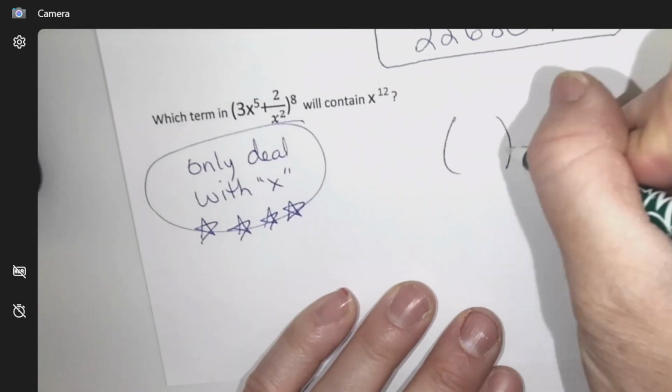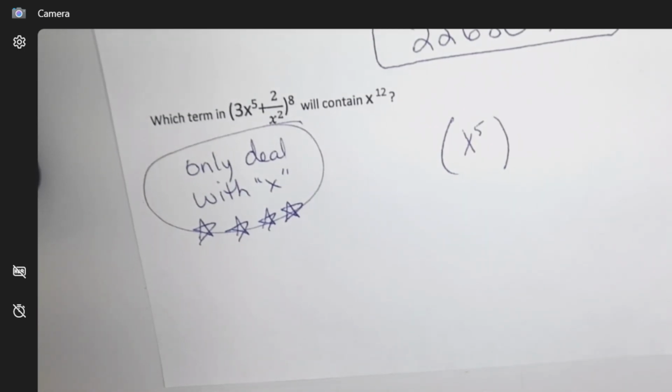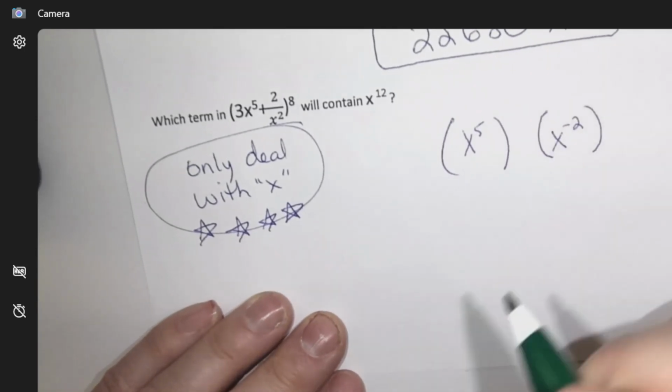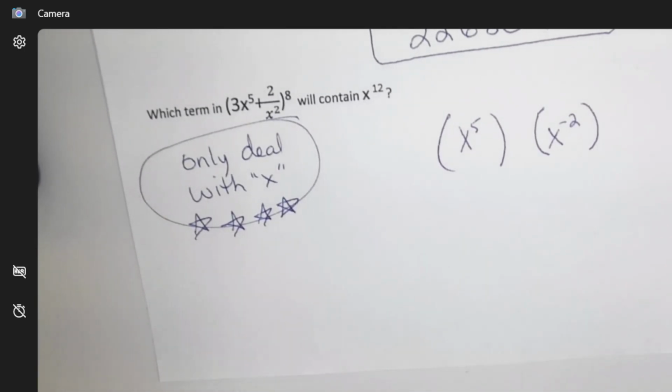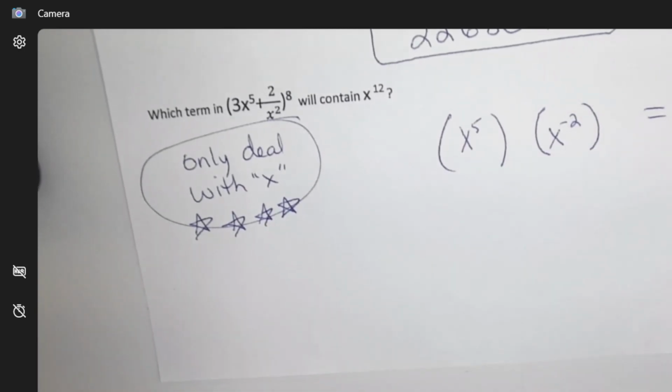I'm only going to take just the x's from the first item and just the x's from the second item. Okay, so that's kind of part of the formula, but only a little bit of that formula. And eventually I want to get an x to the 12th. That's my goal.